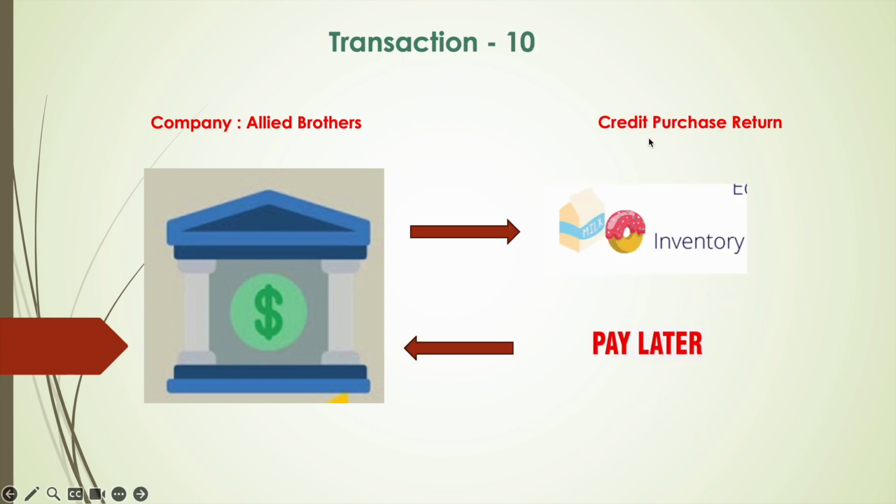Transaction number 10. Credit purchase return. A credit purchase return, also known as a purchase return, occurs when a buyer returns goods to a seller for which they were originally invoiced on credit terms. In other words, the buyer, Allied Brothers, acquired goods on credit and is now returning them for various reasons such as defects, dissatisfaction, or incorrect items.